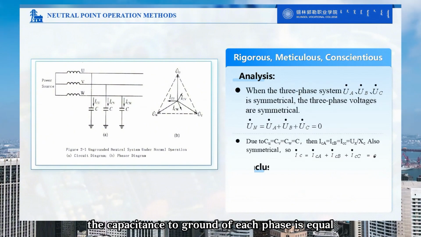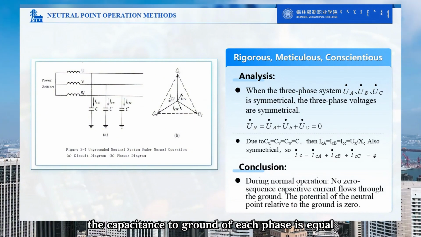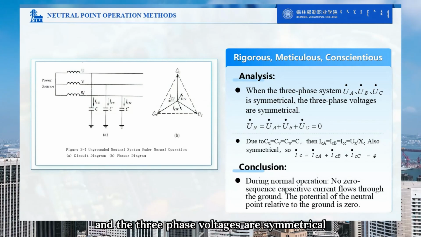The capacitance between phases is not considered here after complete transposition of the conductors. The capacitance to ground of each phase is equal. At this time, the three-phase system is symmetrical and the three-phase voltages are symmetrical. Their vector sum is 0.